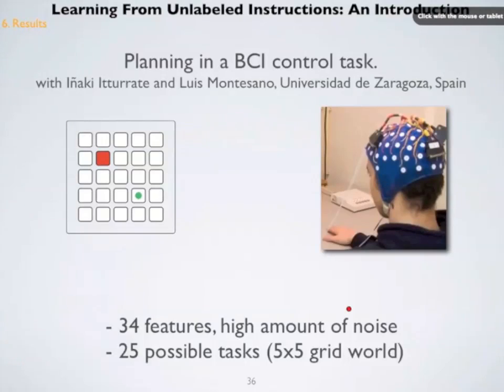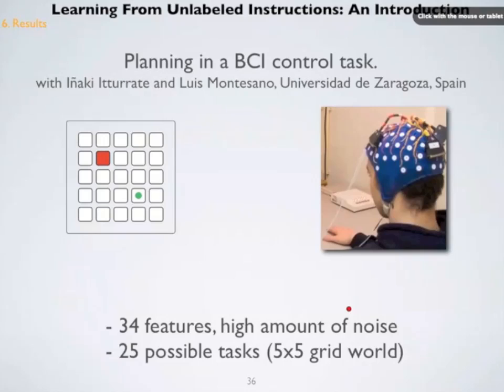We further applied our algorithm to the BCI control task we presented in the previous video. So this work has been done in collaboration with Iñaki Iturrate and Luis Montesano at the University of Zaragoza in Spain. And we are using here brain signals, and the user should teach the robot to navigate in the grid world by assessing the action of the robot using his mind.